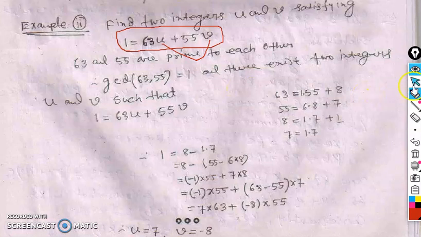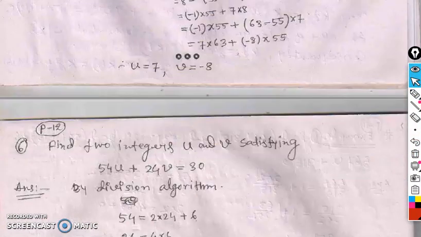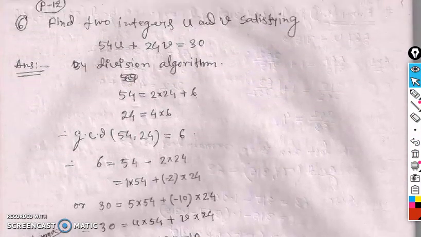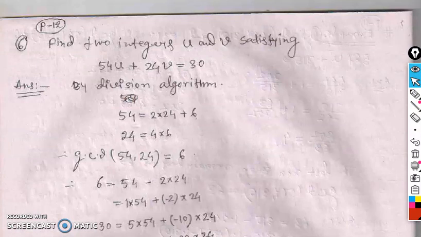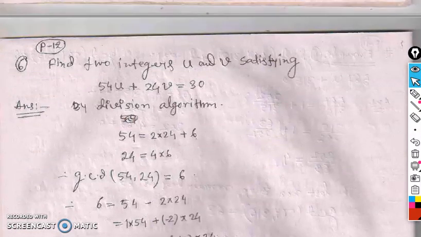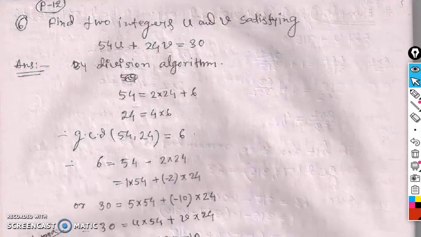Next we move to a very important theorem regarding this particular chapter. You can also find two integers u and v. Sorry, that is another example. This one is also very interesting for you.